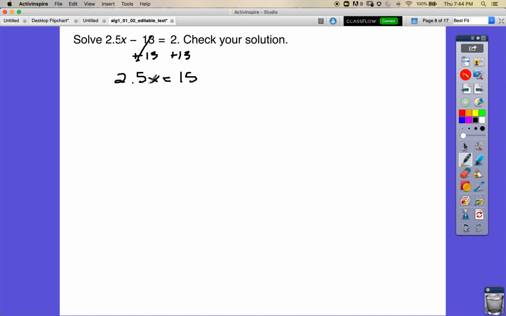That's going to equal 15. And now this is a multiplication problem. So again, you're going to do the inverse operation, which means you're going to divide both sides by 2.5. And your answer is going to be 6.